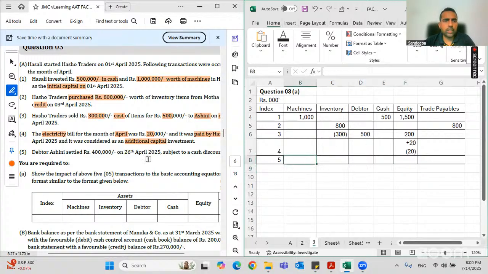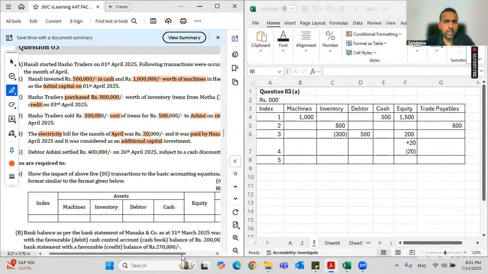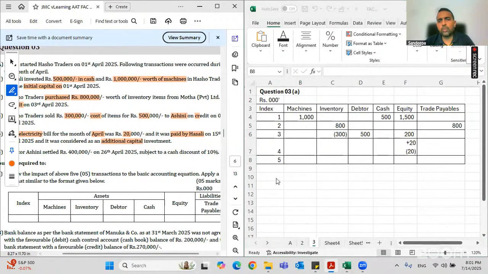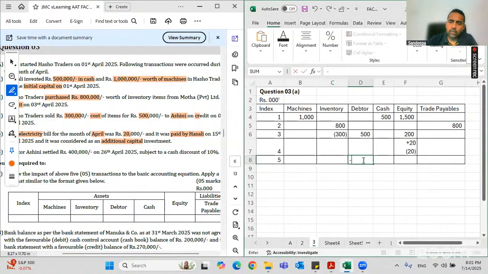Debtor Ashini settled 400 on 26th, subject to a cash discount of 10%. So the debtor Ashini comes down by 400, but you are receiving cash only 90%. So your loss is 40 rupees. Discount allowed 40. So debtors come down 400, but you are receiving cash only 360. So the equity comes down by 40, the discount allowed, which is an expense.